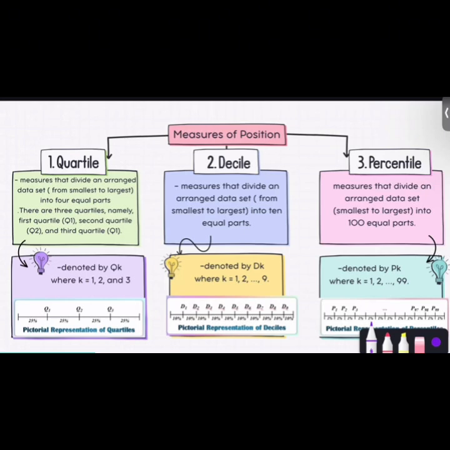Now, for us to understand more about measures of position, we have here the representation of quartile, decile, and also percentile. In our quartile, it is divided into 4 equal parts: the first part, second part, third part, and fourth part. That means the total is 100%. The first quartile, which is our lower quartile, is 25%. The second is 25%, the third is another 25%, and the last is 25%. So the total is 100.